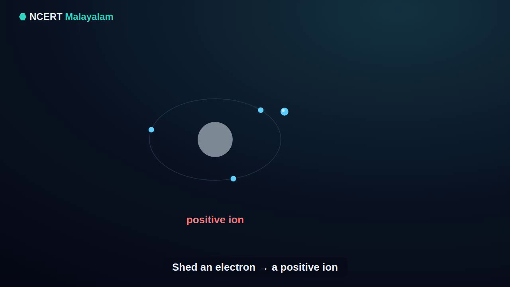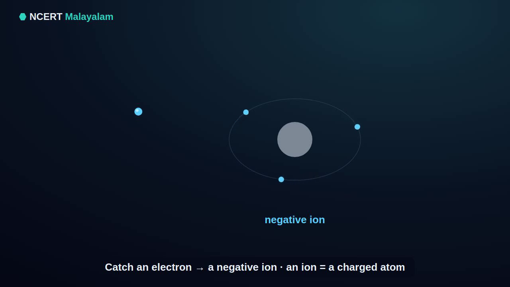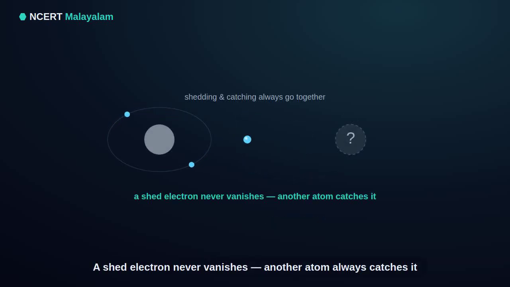Now suppose an atom sheds one electron. It then has one extra positive charge, so it becomes a positive ion. And if an atom catches an extra electron, it gains one extra negative charge, so it becomes a negative ion. In short, an ion is simply a charged atom. Here is the most important idea. A shed electron never just vanishes. Another atom is always there to catch it, so shedding and catching are really one paired handover.